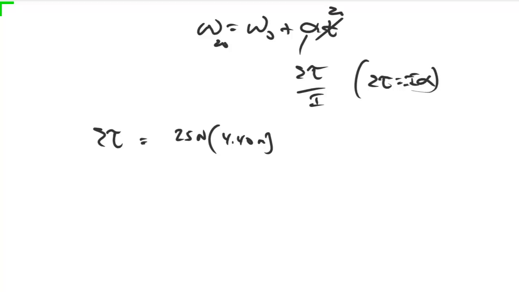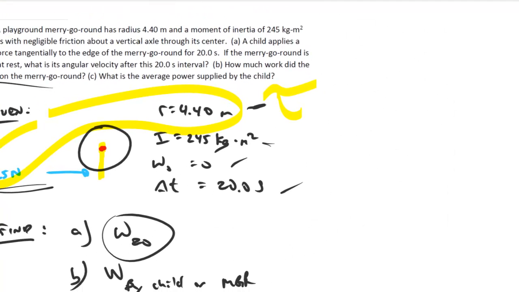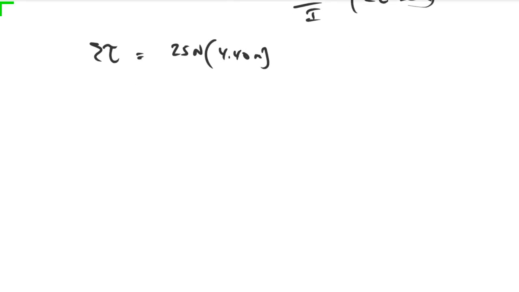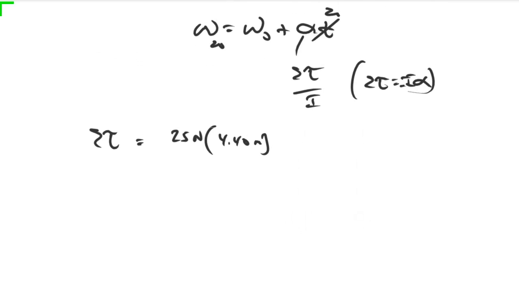And we have to note here that the child pushes tangentially to the edge of the merry-go-round. So as the merry-go-round goes around, the kid continues to push tangentially, so pushing here and then pushing like that, pushing like that. Otherwise, we would have to change our force there. But it makes sense that the kid would always be pushing tangentially because they run around with it, or he or she runs around with it. So that's the net torque.